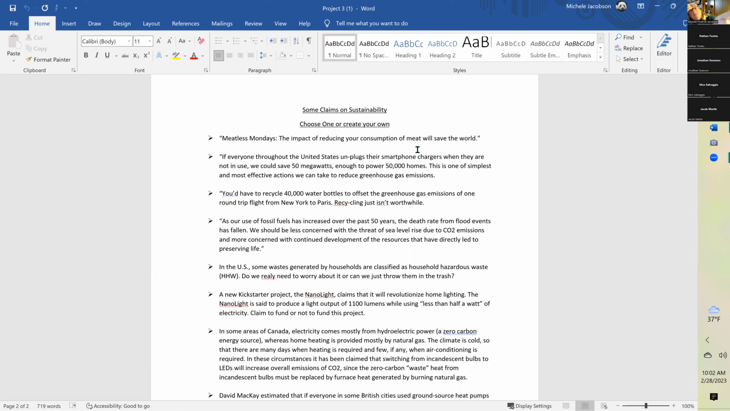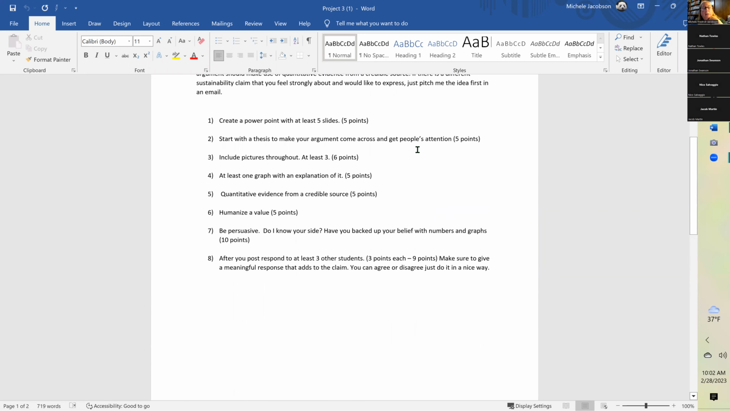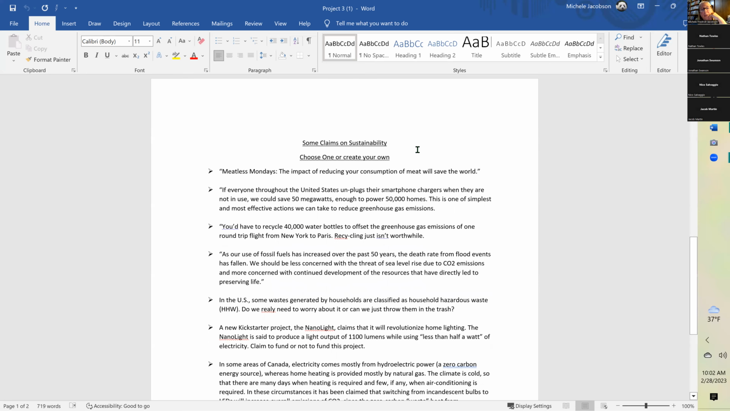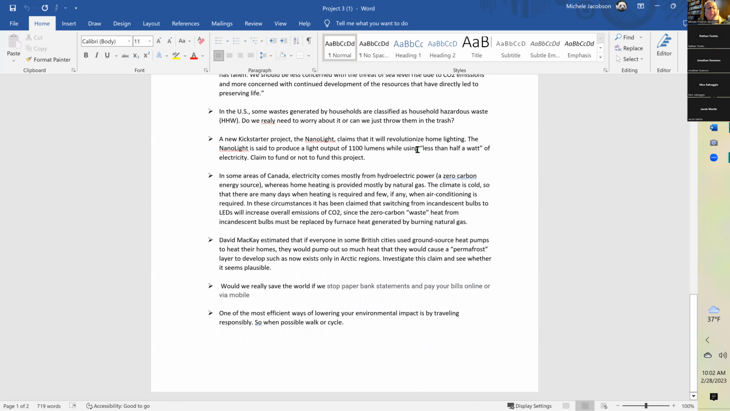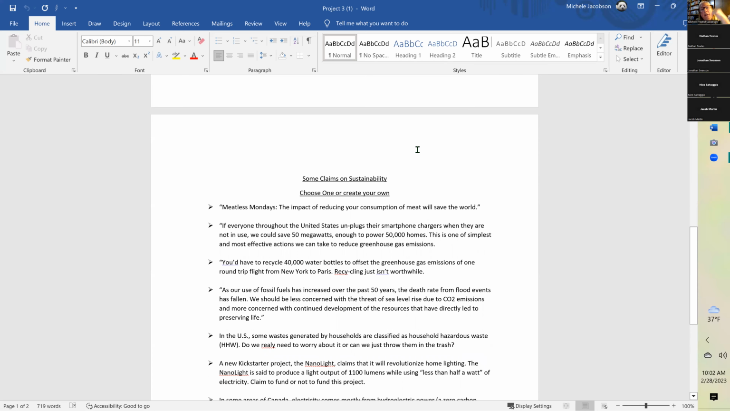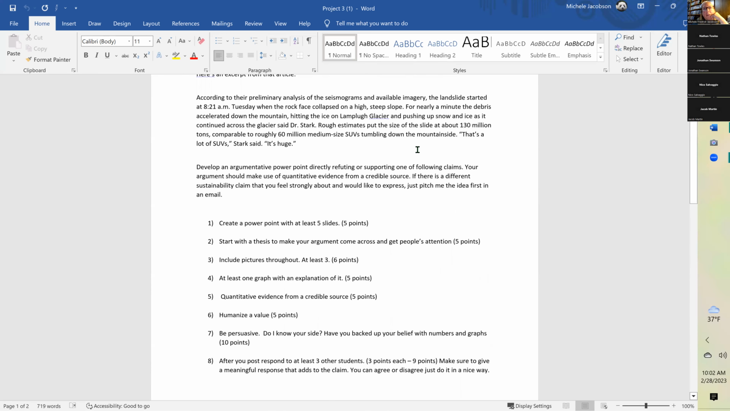So if you believe that this will change the world, then you want to find data on it. You want a graph, you want a large value that you can humanize. You want to do a slideshow explaining why people should agree with you. And if there's something you believe strongly about, as long as it has to do with sustainability, then you can do it also. Just maybe send me an email or a text so I know.